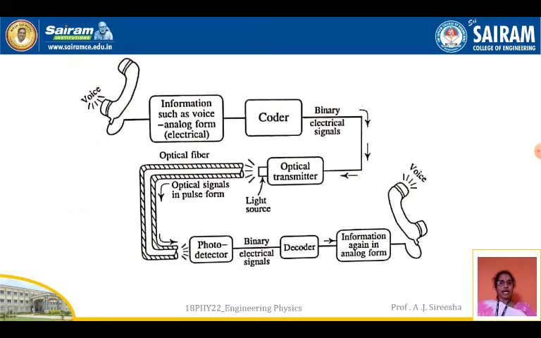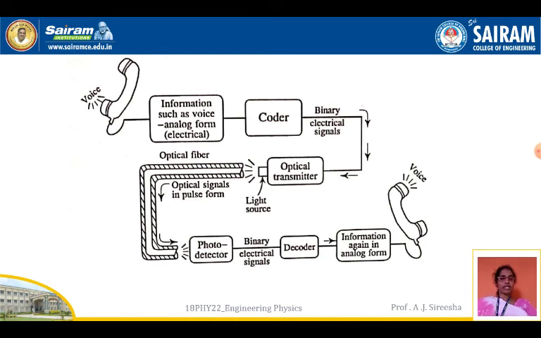Now, if you look at the block diagram here, that is the telephone voice which you are speaking over a mobile or a landline, whatever voice you are able to hear, that is the information, such as voice. The voice is converted into an electrical signal in the analog form. Now, this is fed to the coder. What does a coder do? The coder converts the analog electrical signal into a binary electrical signal.